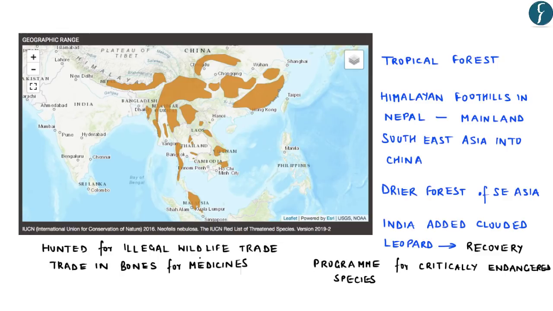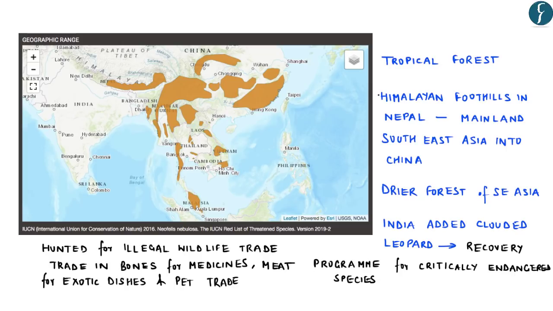Major threats to the clouded leopard are hunting for illegal wildlife trade, as a large number of skins have been seen in market surveys of these clouded leopards. Now these clouded leopards are also hunted for the trade in bones for medicines, meat for exotic dishes, and also live animals for the pet trade.